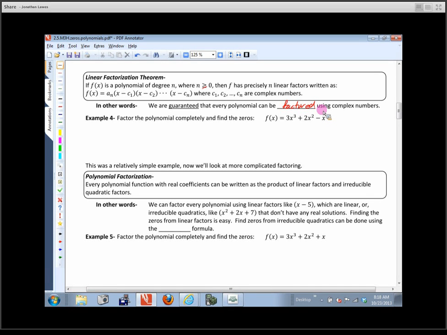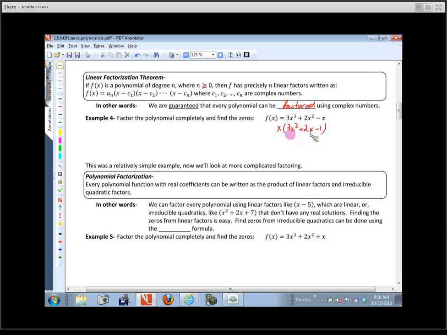Okay? It says factor the polynomial and find the zeros. And it says factor it completely. So we want to break this down 100%. We want to make it look something like this. So what would we do first on this polynomial if we were going to factor it? Take out the greatest common factor, right? Greatest common factor is x, so I'm left with a 3x squared plus 2x minus 1.